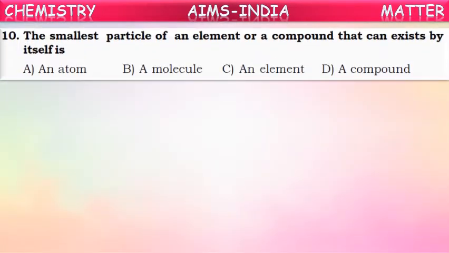The smallest particle of an element or a compound that can exist by itself is a molecule. An atom is the smallest particle of an element, but the atoms combine to give you the molecule. That is what they are asking.